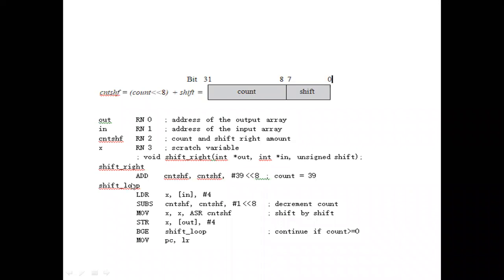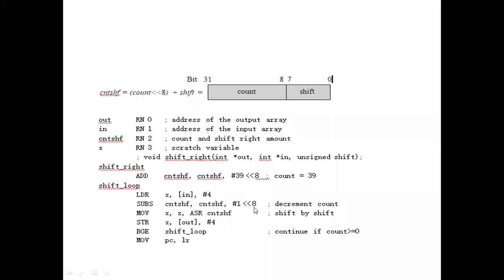So what you do is add count shift, right? 39, which is left shifted by 8. So now the value of count is 39, and that will be left shifted by 8 bits, and whatever value you get will be stored back into count shift, right? Then what you're doing is that you want to access the value in 4-bit values here.